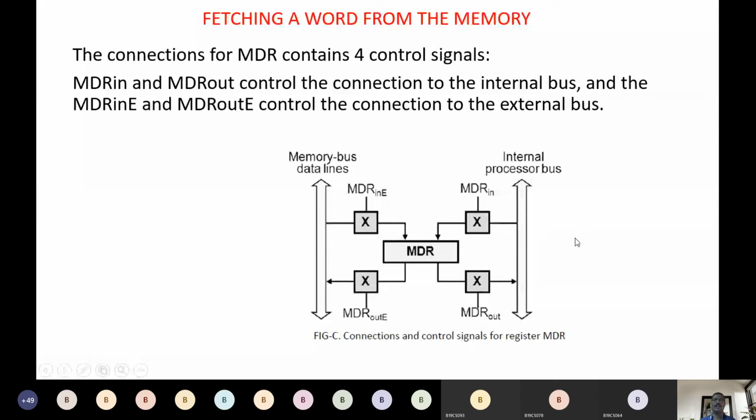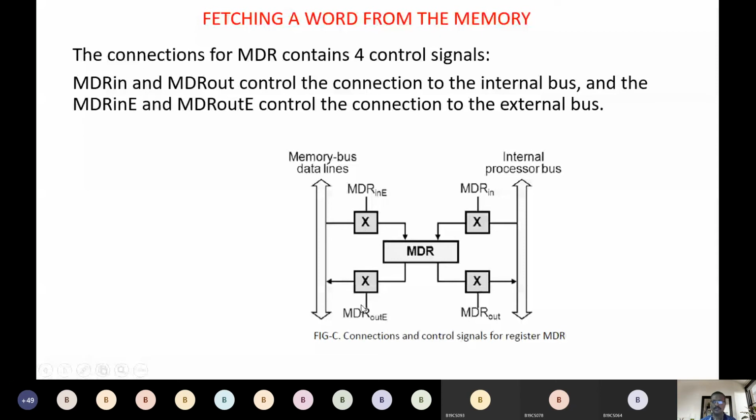Because the processor sends the read signal, data is fetched from main memory and stored in MDR. So here you can see, to connect to this one, it has MDR in E, because we call this one the external bus. This is the external bus. This is the internal bus. That's why we have MDR in external and MDR out external for these two. So we have MDR in E and MDR out E.